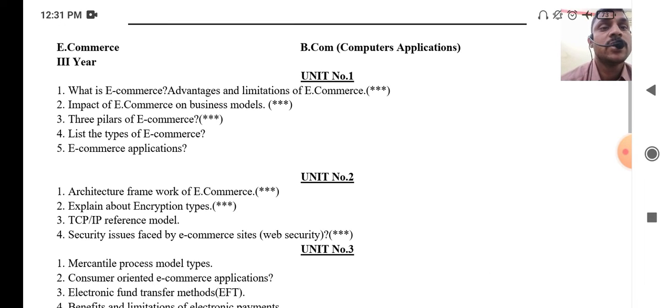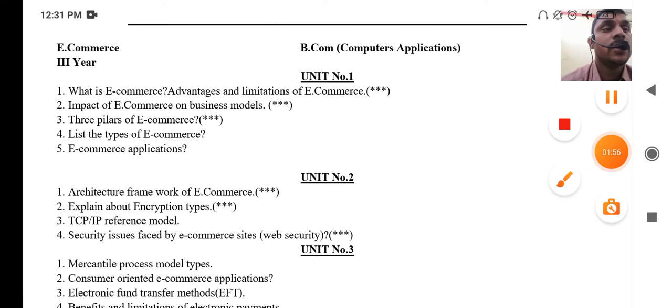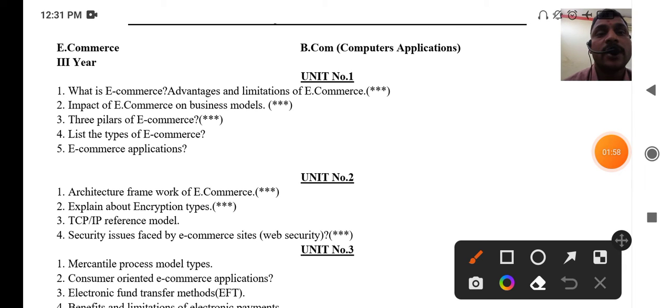Next, when it comes to unit number 2, the first question is architectural framework of e-commerce. So we have to write about the architectural framework of e-commerce. Next, explain about encryption techniques. You know what is the meaning of encryption? Converting the known data into unknown format is known as encryption. So we have to write what are the different types of encryption concepts. In this, you know the concept of public key and private key, that everything you have to explain.